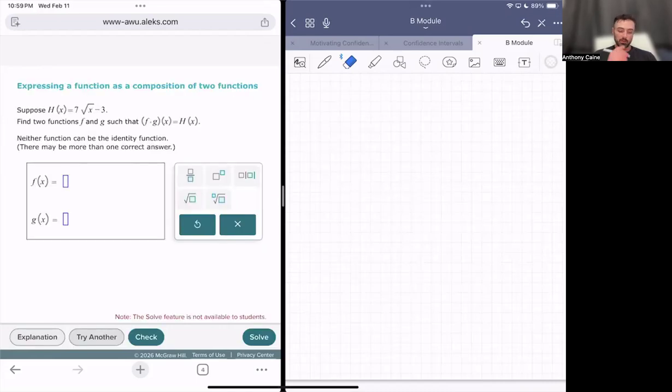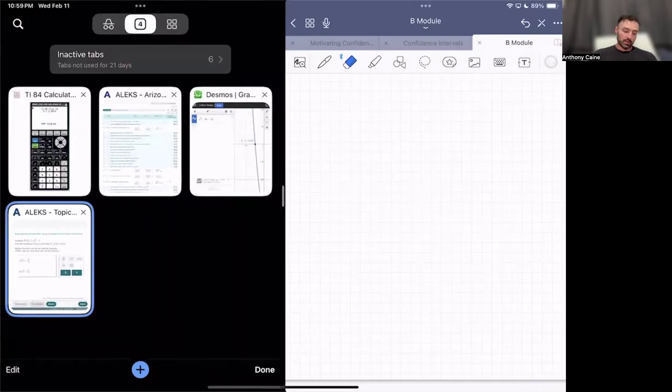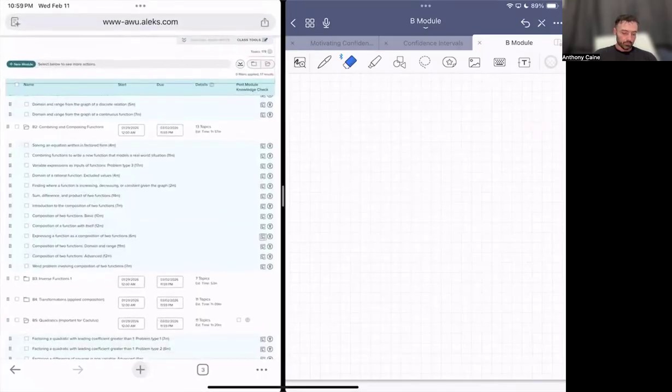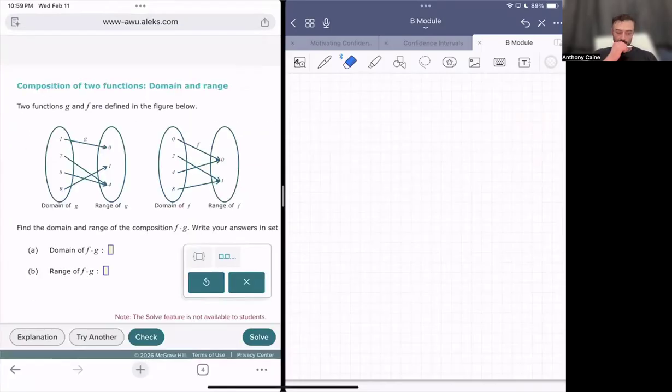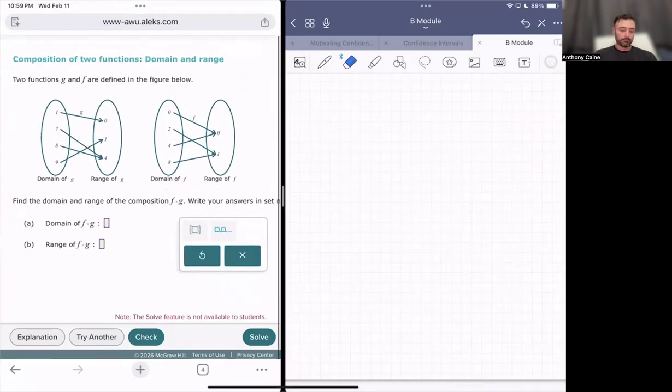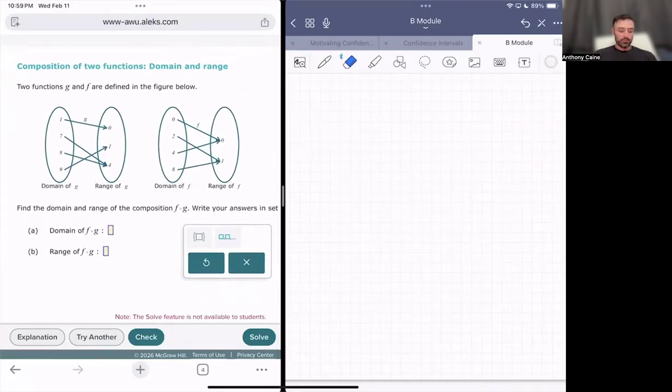I beat that to death. Okay, expression of functions. Sure. Composition of two functions, domain and range. Okay, cool. So now we're going to level up a bit and we're going to start talking about domain and range. All right, domain of f after g, right?